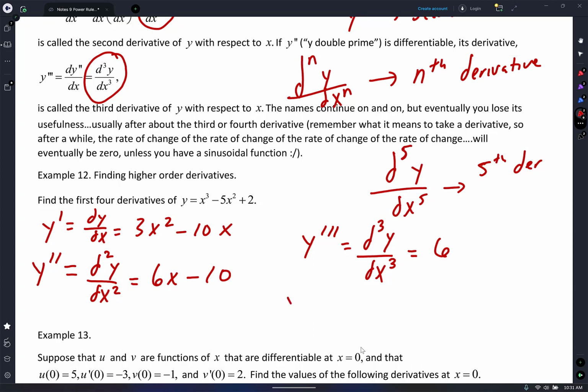Usually, once we go higher than 3, you start using Roman numerals. Sometimes they put the number 4 in parentheses. It's not y to the 4th, it's the 4th derivative of y. So it does depend. I'm going to use Roman numerals. That is d4y over dx to the 4th, which equals 0. So that's what you mean by after the fourth or fifth derivative it doesn't make sense, unless you have something that's a sinusoid, then it won't be a 0, like a spring or something.